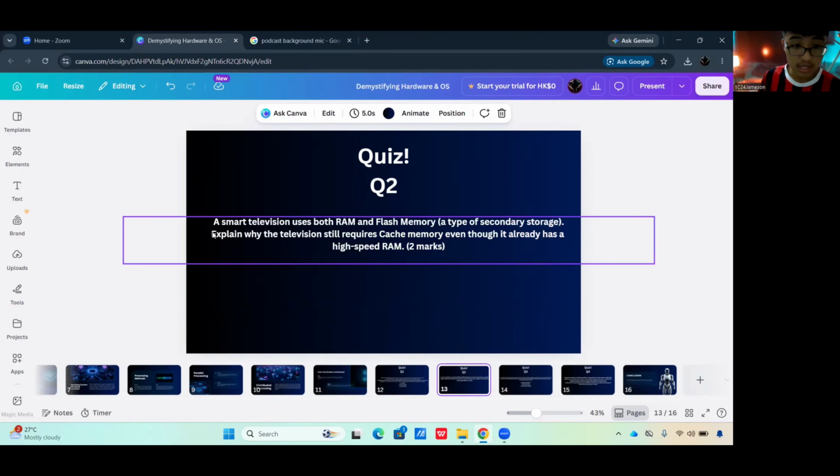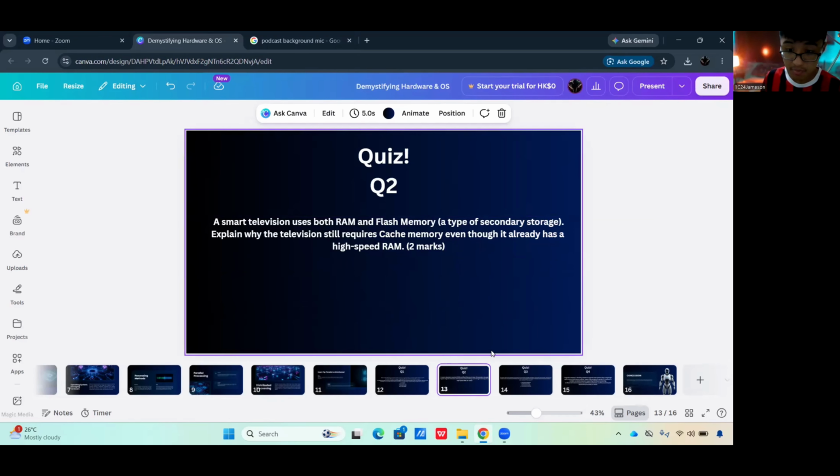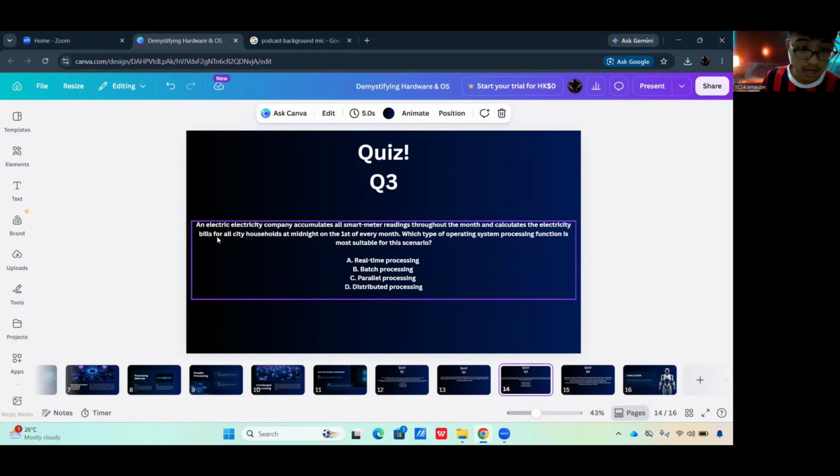Question two, a smart television uses both RAM and flash memory. Explain why the television still requires cache memory even though it already has high-speed RAM. Question three, an electric company accumulates all smart meter readings throughout the month and calculates electricity bills for all city households at midnight on the first of every month. Which type of operating system processing function is most suitable for this scenario? A. Real-time processing. B. Batch processing. C. Parallel processing. And D.